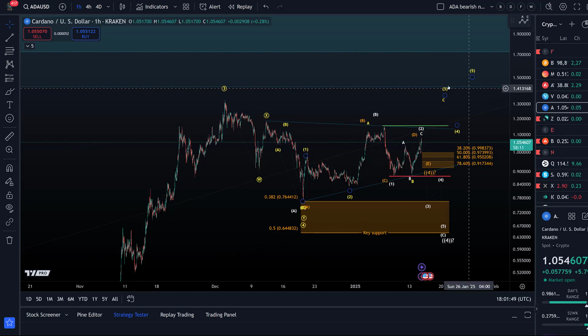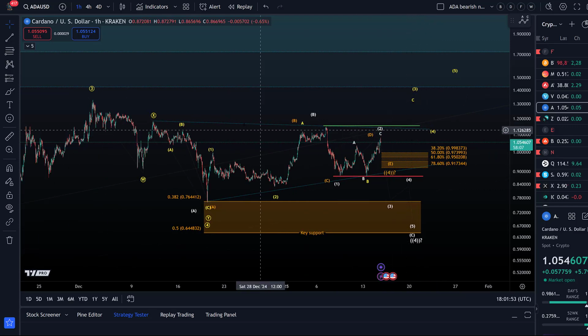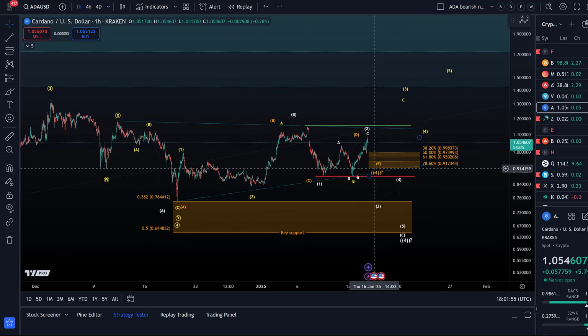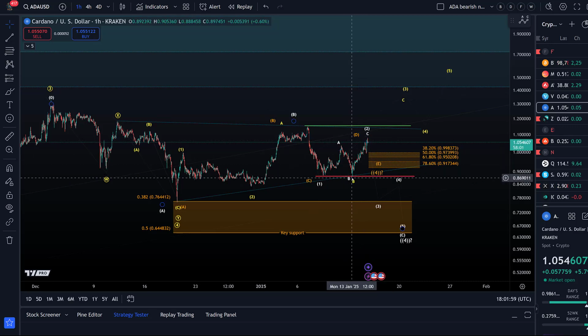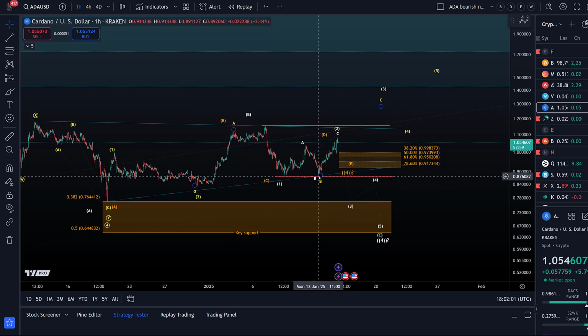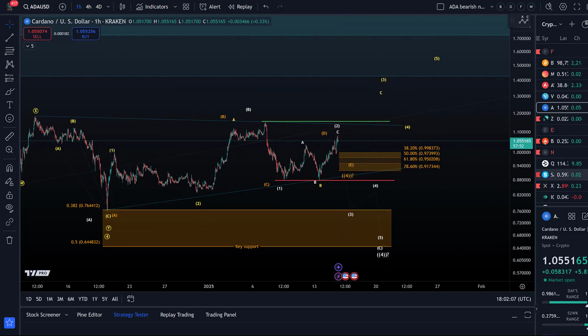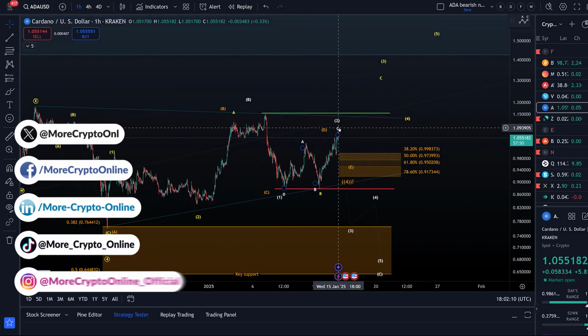So on the ADA chart, we're still in a broader sideways move. Pretty much what I told you in yesterday's update is still relevant. Obviously, the move to the upside now looks a little bit more like a 5-wave move. I'm talking about the move from the yellow B-wave low that started on the 13th of January, which is good. That's what many other crypto charts are showing as well, that 5-wave pattern.